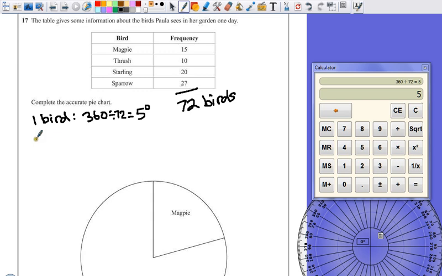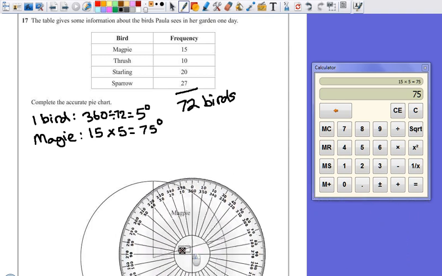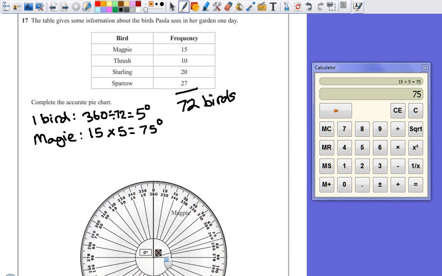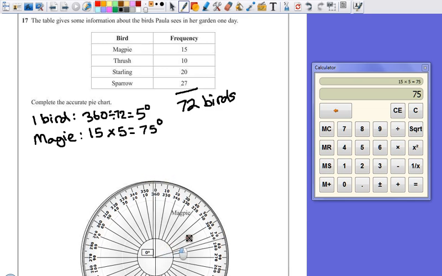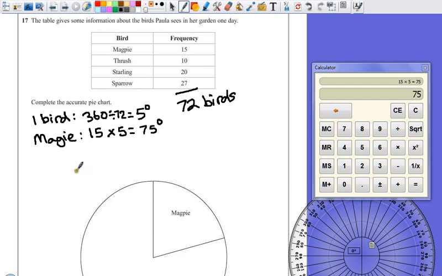So let's work out how many degrees each bird needs. I'm going to include magpie because even though it's already drawn, I can test to see if my calculations work. So 15 birds times by the 5 degrees, so 15 multiplied by 5 gives me 75 degrees. I'll actually check that now before I go any further. Put a protractor onto the pie chart, look at magpie, measure spot on 75 degrees. So I know I'm on the right track now, so we can finish this off.